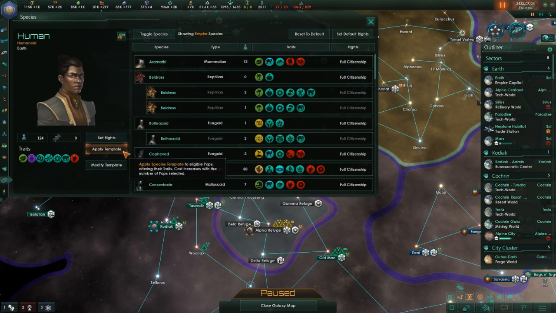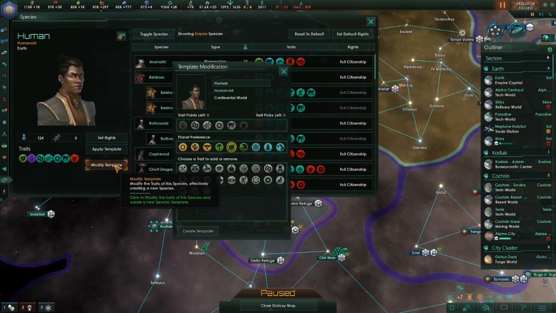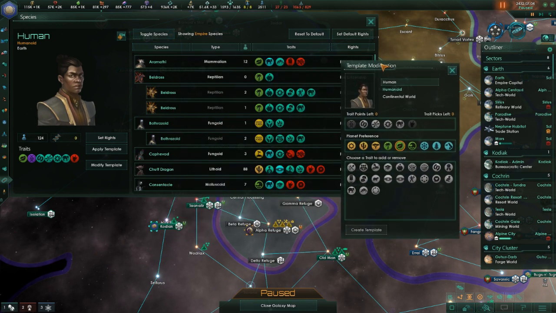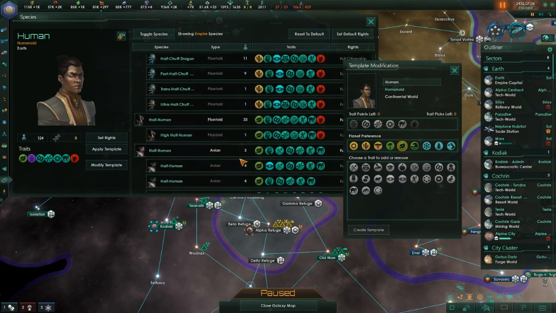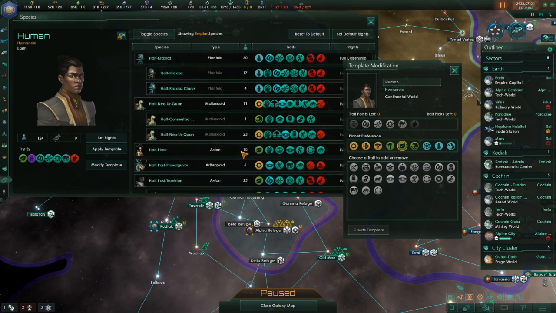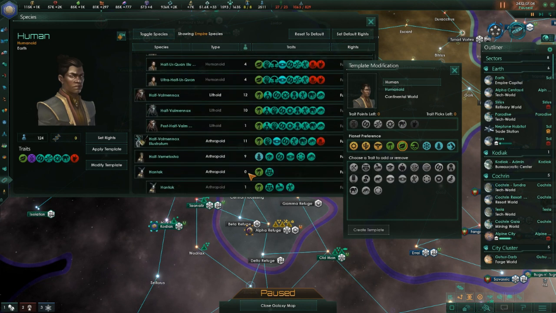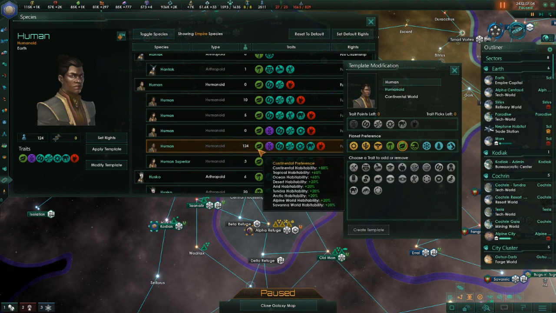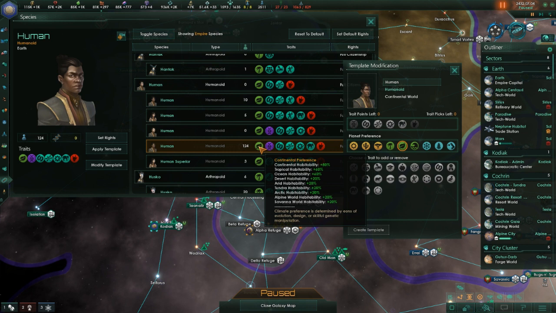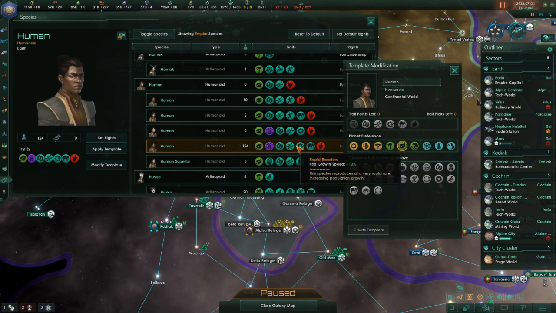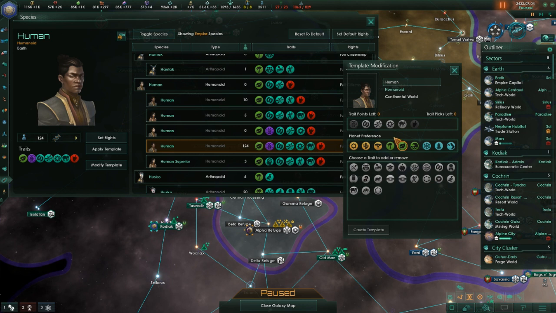Now, also in here, I can modify a template. Once you get the ability to do genetic engineering on your people, you can come here and you can design your race. You can add extra traits to your race. For example, my humans... So many races. There we go. My humans... That's not humans. These are humans. Have a continental world preference. They're psychic. They're adaptive. They're rapid breeders. They're natural engineers. They have an enduring lifespan, and they're a little unruly. And that is because I added things to them as I got more trait points.